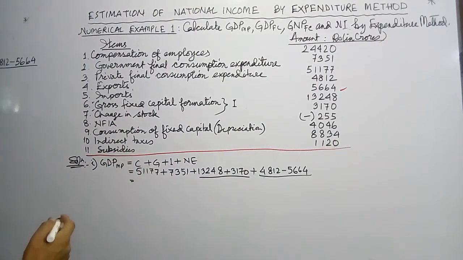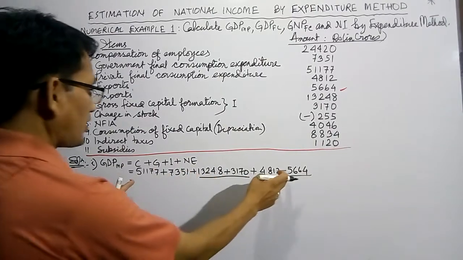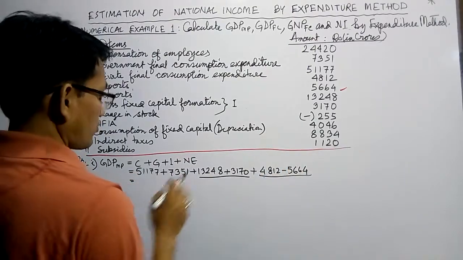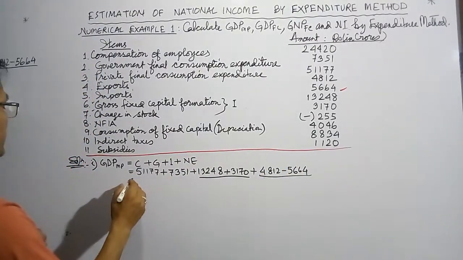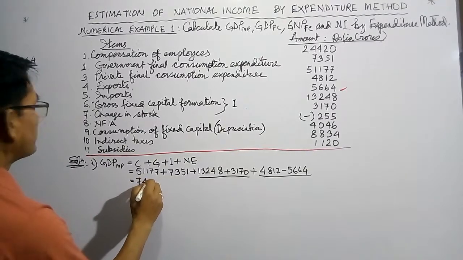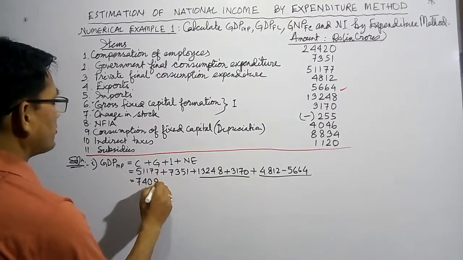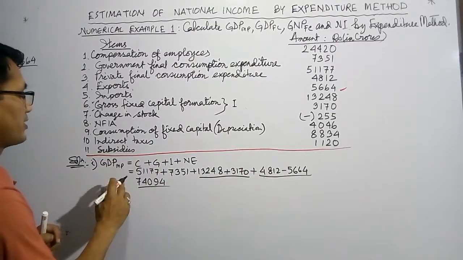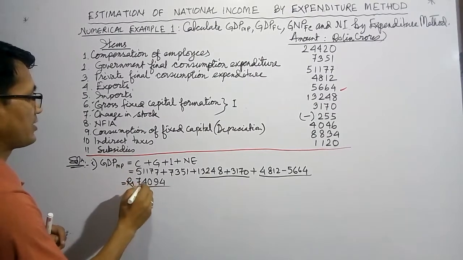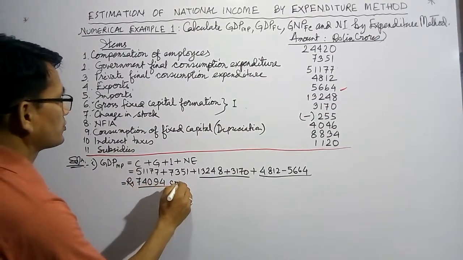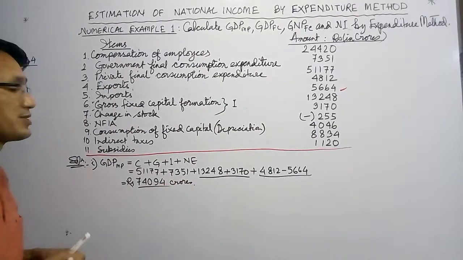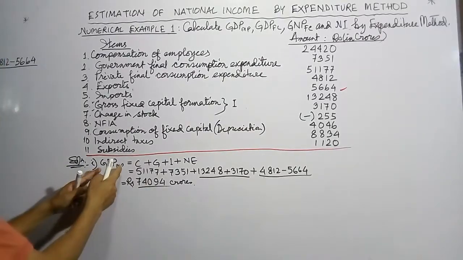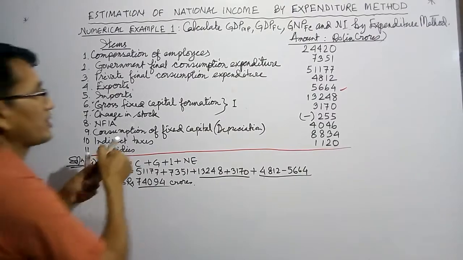By adding up all these things and subtracting 5,664, we get 74,094. This is nothing but gross domestic product at market price, rupees 74,094 crores. Once we get this GDP-MP, it is very easy to calculate GDP-FC.